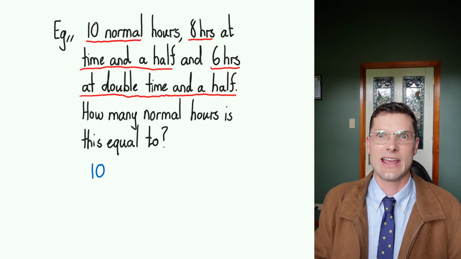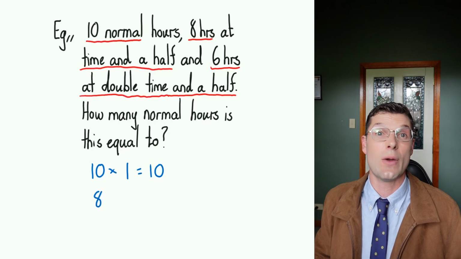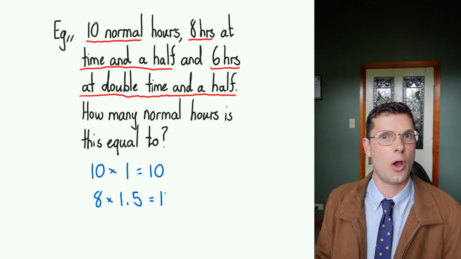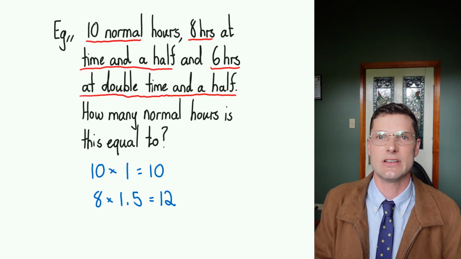So the normal hours, 10 times my normal rate times 1 is just 10 hours. Then I've got to do 8 multiplied by 1.5, or my time and a half. This is equal to 12. So already those 8 hours are more valuable than that 10 hours I worked at the start.